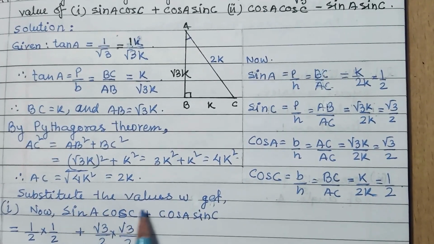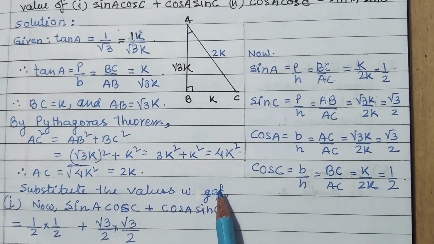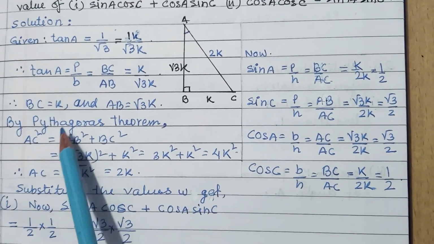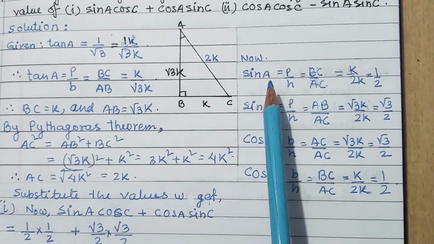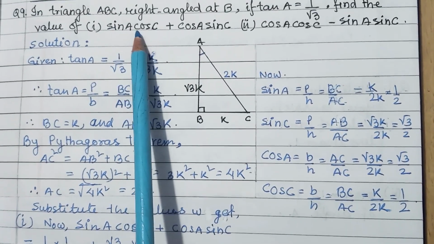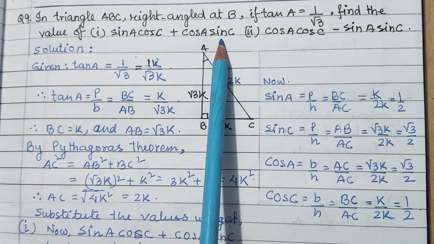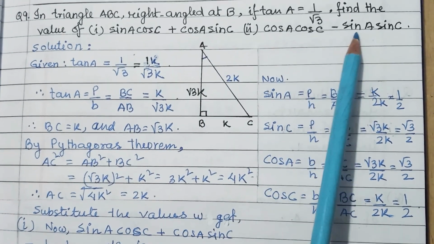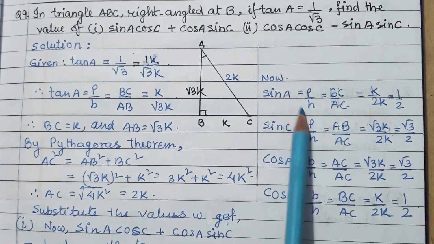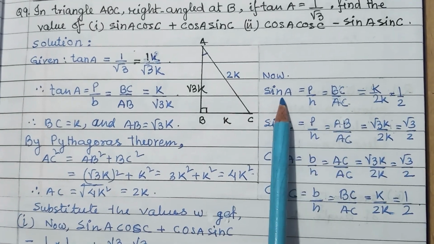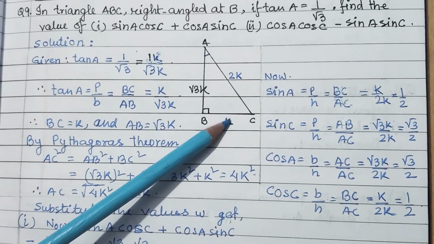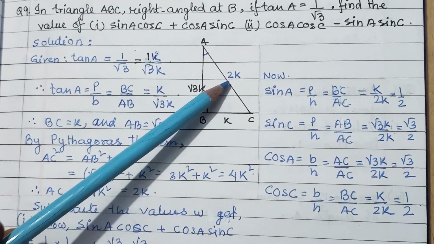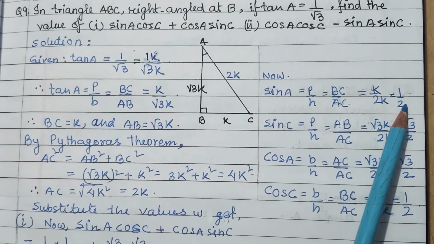Now substitute the value. Here we have got perpendicular, base and hypotenuse. Now find the value of sin A, cos C, cos A, sin C. These all terms you find out here. So sin A, for angle A, is perpendicular upon hypotenuse. So K upon 2K, it is 1 upon 2.